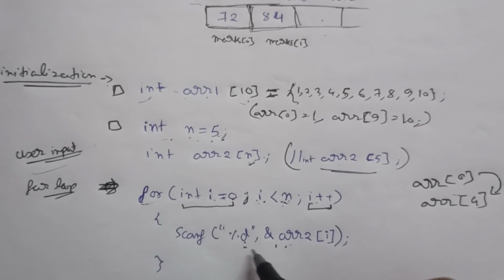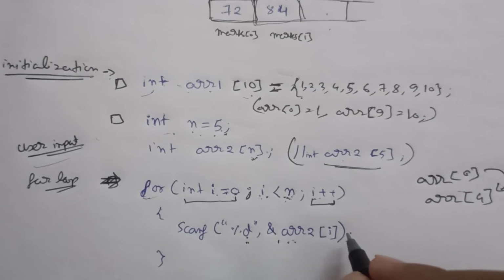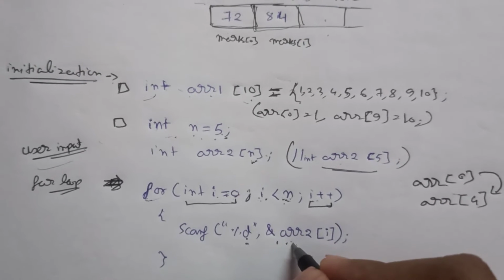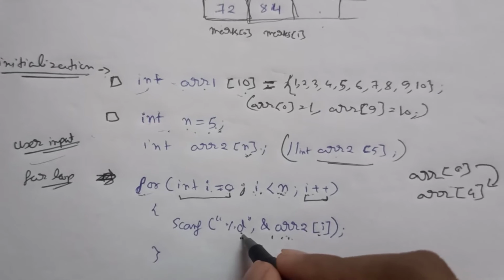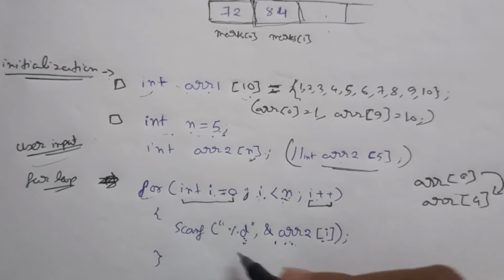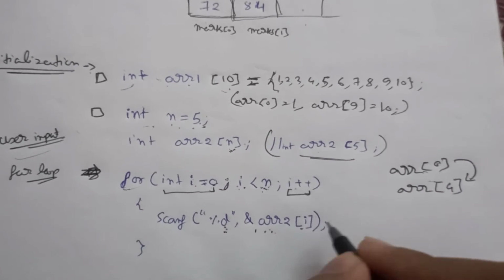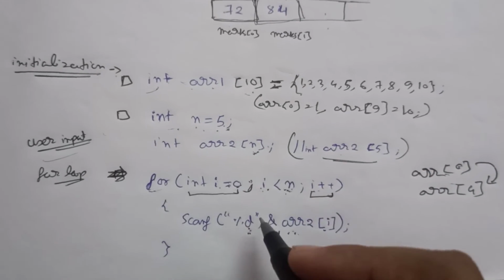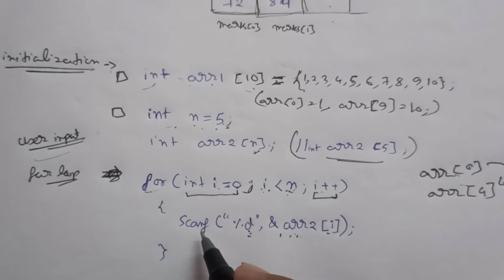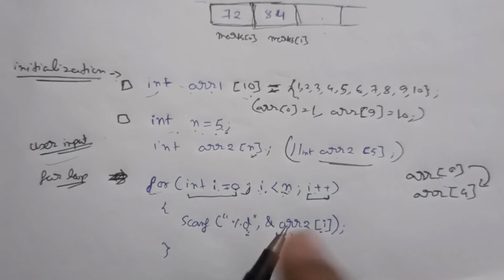So the first thing the user enters will be stored in our first array variable, then i will be incremented to 1, so this will be the address of the second array variable, and the second value the user gives will be stored in our second array variable. This loop runs from 0 to 4, that is, from array of 0 to array of 4, and we get values one by one. That is how we take values for an array. And if we want to print the array, instead of scanf we just write printf here. I will show that to you in a program.